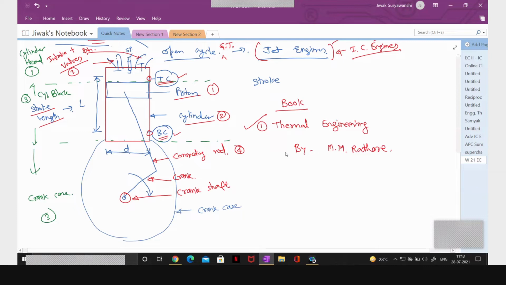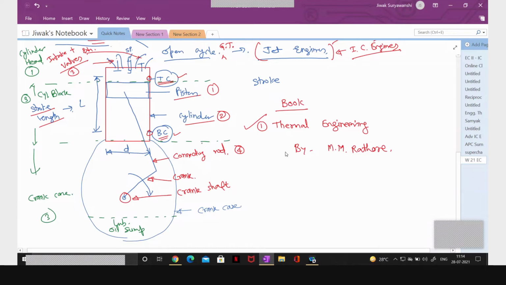And the crankcase will have the crankshaft, and somewhere here the lubricating oil sump. So these are the various engine parts. I think you are aware of all these engine parts. Is anything left? Is any part left? Someone can add if any part is left.